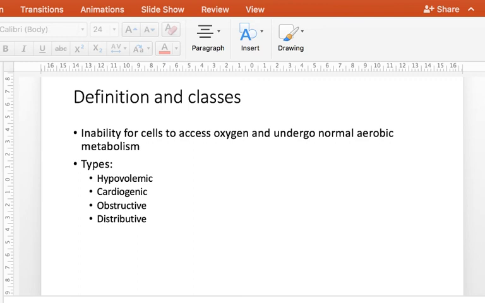So, there's four types of shock: hypovolemic, when you don't have enough volume; cardiogenic, when the heart isn't pumping; obstructive, which is when you don't have enough venous return to the heart, or there's actually something blocking the flow of blood from the heart, so to the heart or from the heart. And then there's distributive shock, which is about maintaining enough blood pressure so that oxygen can actually flow, like the red blood cells carrying oxygen can flow through the blood vessels.